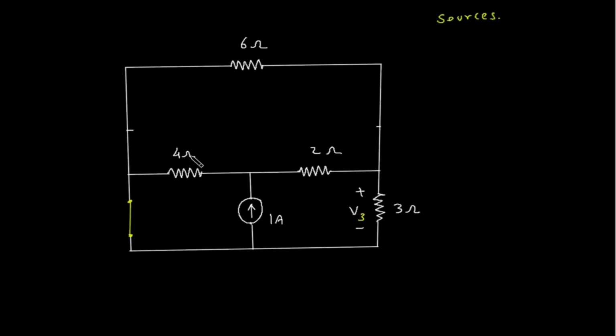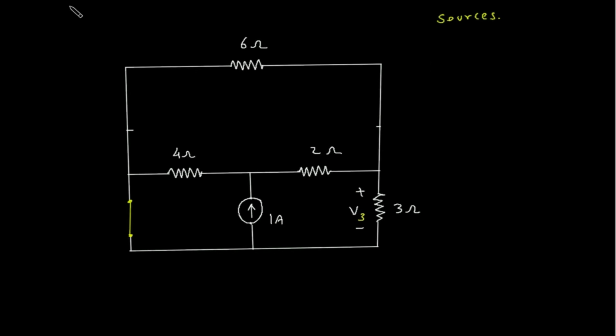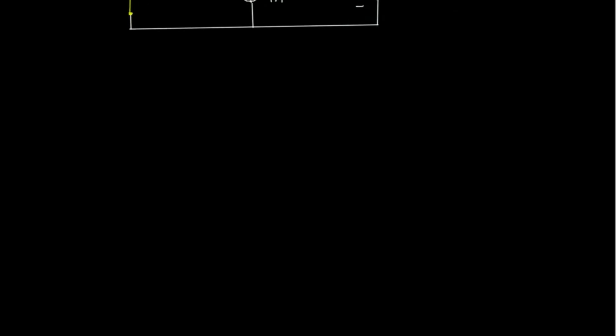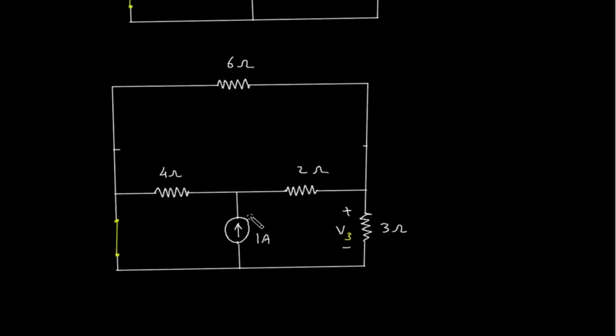Here this 4 ohm is in parallel with this 1 ampere, so we will use source transformation here. We will convert this current source into its equivalent voltage source. So this current source will be converted into its equivalent voltage source.